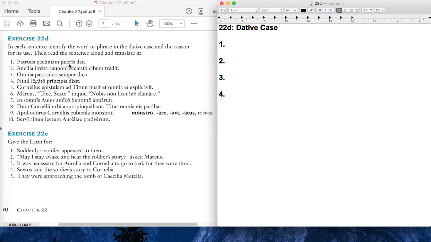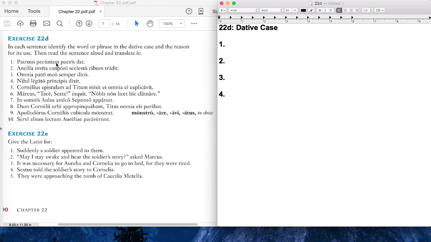22D asks you to identify the word or phrase in dative case and the reason for its use. If you want to say the reason for its use in each sentence is that the word has the sense of to or for someone or something, then that's fine with me. I don't really care if you know exactly what an indirect object is, although you may have to know that for your final exam. So it would probably be worth it to know what an indirect object is. Well, let's just look at the first one and you'll see exactly what an indirect object is.